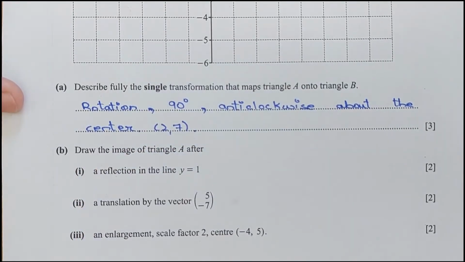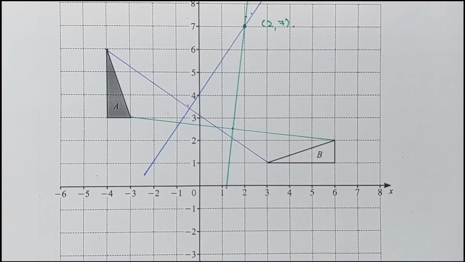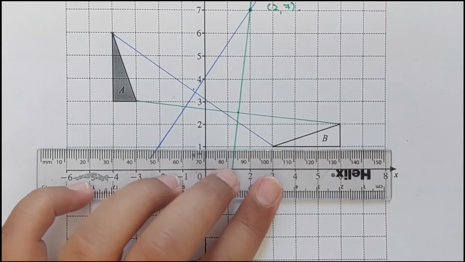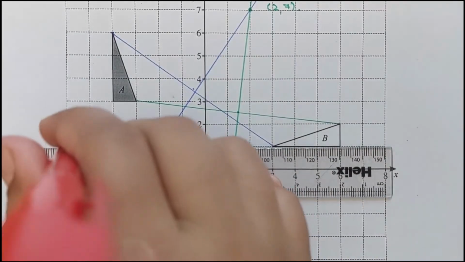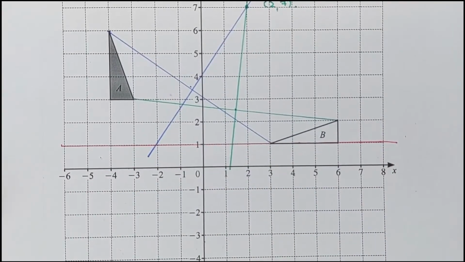Now for part B, draw the image of triangle A after number 1, a reflection in the line y equals 1. So let me draw the line y equals 1 first. y equals 1 is a straight horizontal line. Now let me draw the image of triangle A.